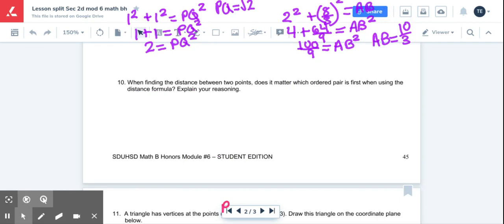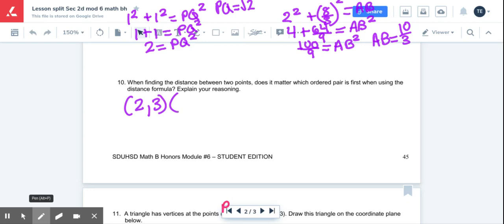All right, number 10. When finding the distance between 2 points, does it matter which ordered pair is first when using the distance formula? Absolutely not. If I have the point 2, 3, and whatever, 4, 5, when I subtract 2 minus 4, I would get -2. And if I subtract 4 minus 2, I would get +2.